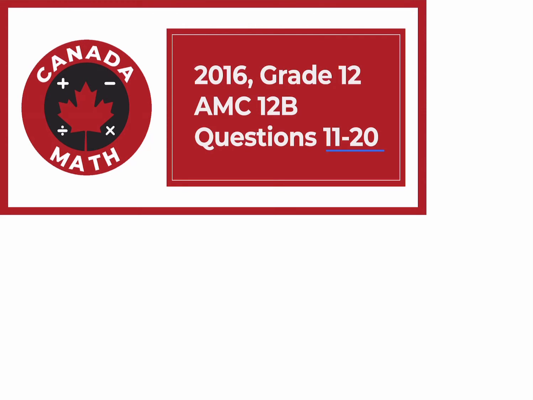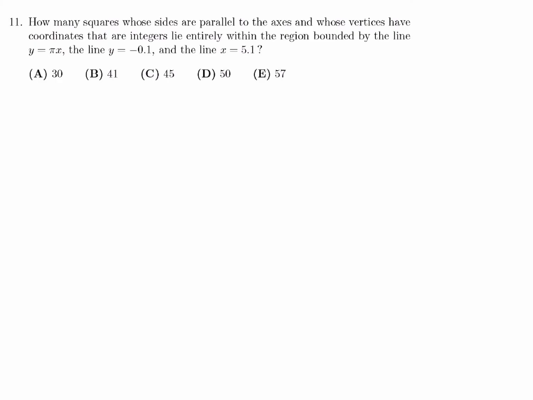Questions 11 through 20 on the 2016 Grade 12 AMC 12B. How many squares whose sides are parallel to the axes and whose vertices have coordinates that are integers lie entirely within the region bounded by the line y equals pi times x, the line y equals negative 0.1, and the line x equals 5.1?